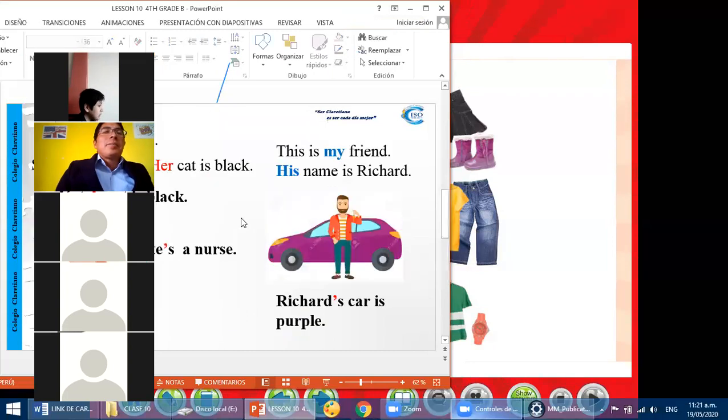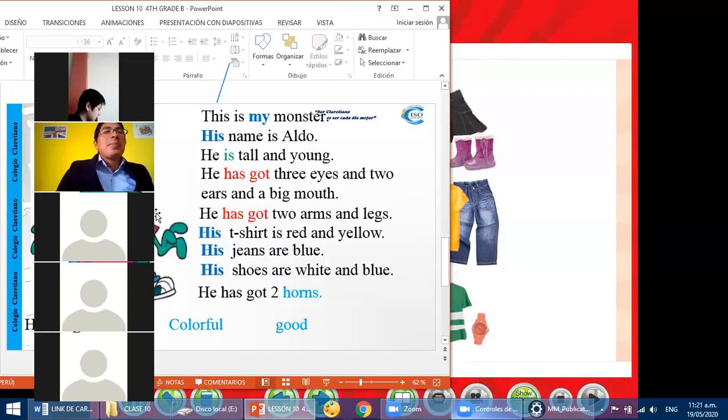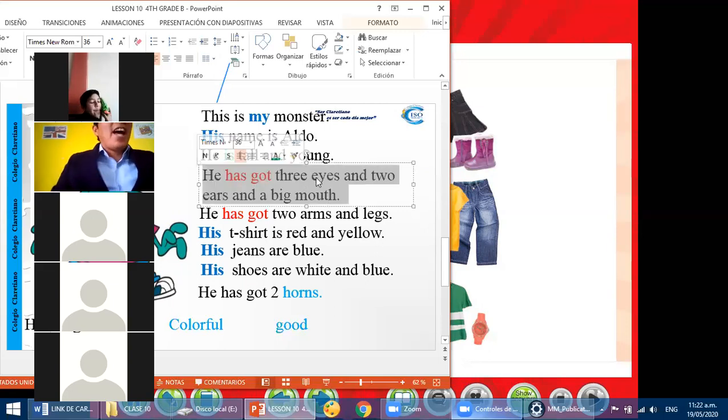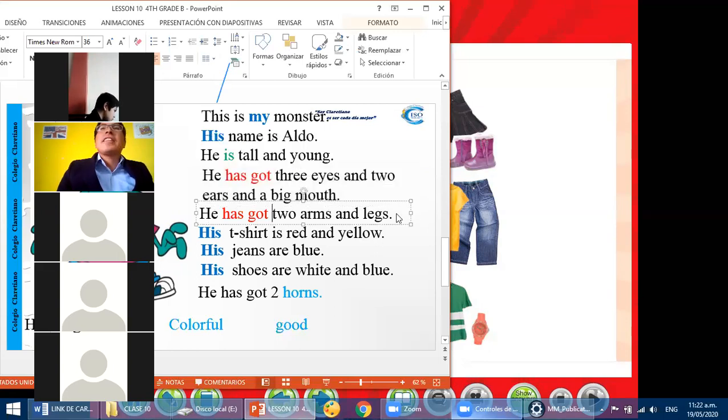Okay? Listen, it's important that you make sentences. And you can separate these ideas using "and", for example, and is okay. But he has got three eyes and two ears and a big mouth. ¿Ve? A lo mucho hasta ahí. No puedo usar siempre, he has got three eyes and a mouth and a jeans and a t-shirt and shoes and ear, and it's not correct. We need to make sentences. We need to write sentences.